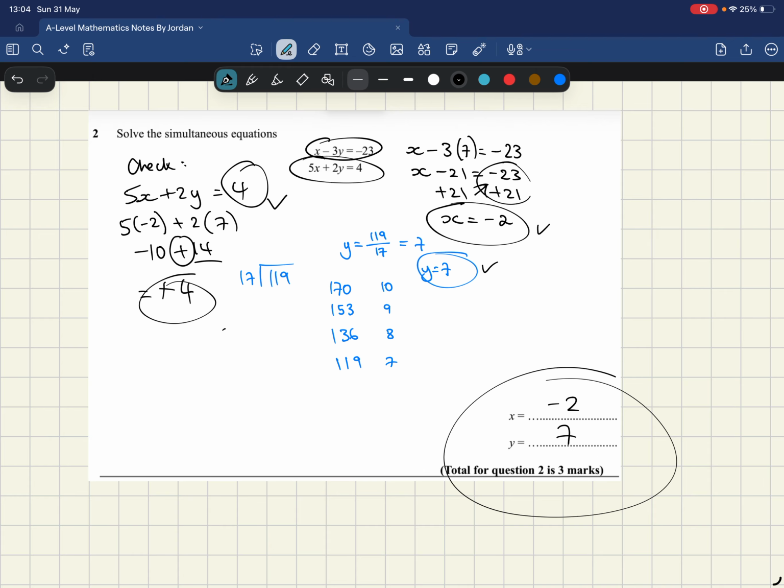I'll do some more videos on simultaneous equations, which go through some harder types of questions, such as quadratics and where you see linear equations meet circles.